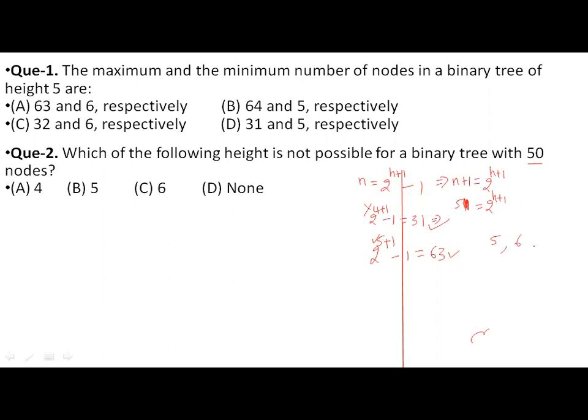50 nodes with height 6 you can also draw. So that means 4 is the answer. With height 4 you cannot draw. Okay, so I'll show a simple example here. I draw a tree with height 4.